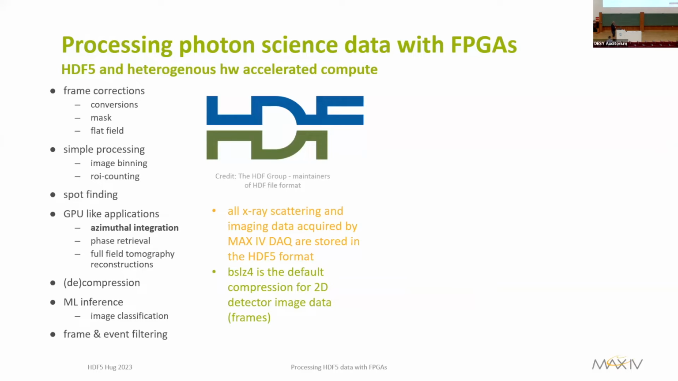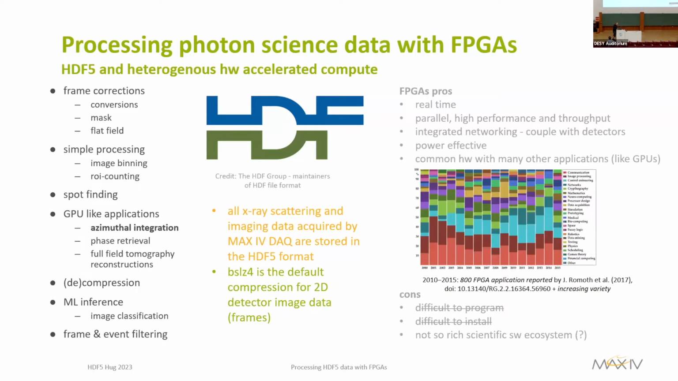Here is just an overview and motivation of what type of data processing we usually do at photon sources, and a motivation why this talk is at the HDF5 hackathon. All X-ray scattering and imaging data acquired by MAX IV data acquisition are stored in HDF5 format, of course. And most of the 2D images from scattering experiments are bitshuffle LZ4 compressed.